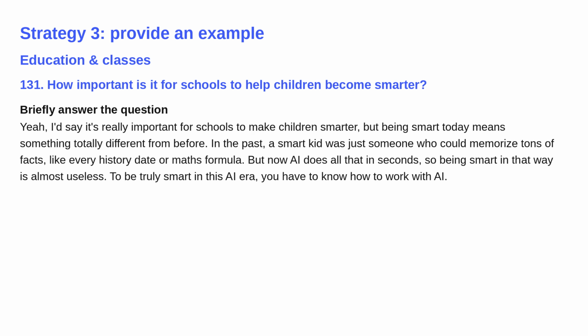from before. In the past, a smart kid was just someone who could memorize tons of facts, like every history date or maths formula. But now AI does all that in seconds, so being smart in that way is almost useless. To be truly smart in this AI era, you have to know how to work with AI.